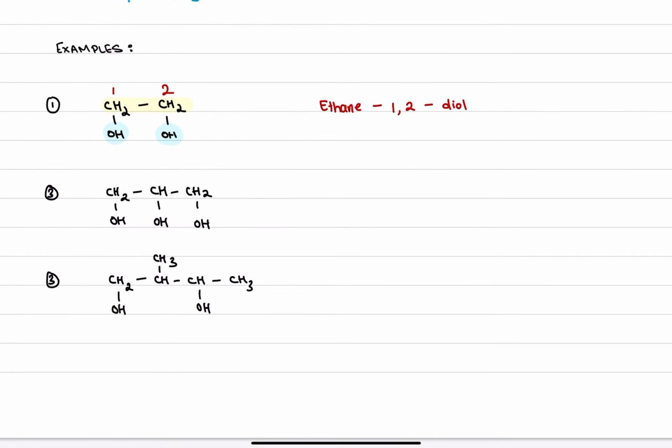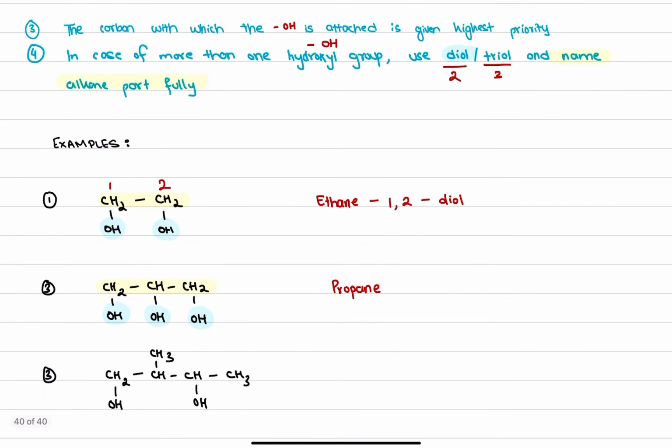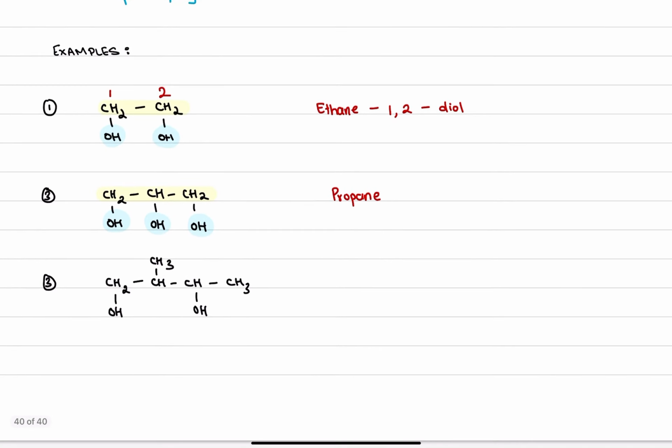In the second example, I can see there are three carbons in the longest carbon chain, and so the name would be, again, we need to name the alkane part fully in case of more than one hydroxyl group. So I'm going to write this down as propane. Apart from that, we have three OH groups involved, and in case of that, we will use the term triol. All right, and so I'm going to mention over here triol. Now I need to tell the reader where exactly these hydroxyl groups are attached. So you can number it again in any way you like. It's basically 1, comma 2, comma 3 triol.